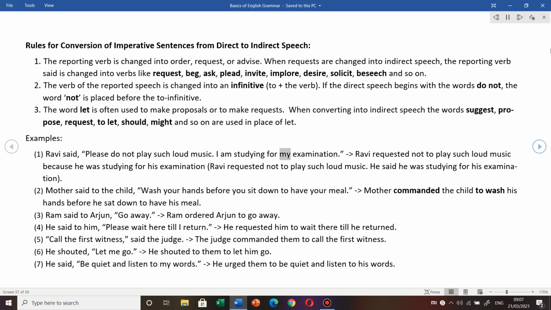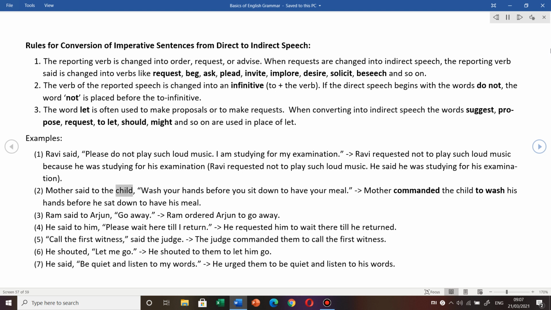I am studying for my examination." Ravi requested not to play such loud music because he was studying for his examination. Ravi requested not to play such loud music. He said he was studying for his examination.